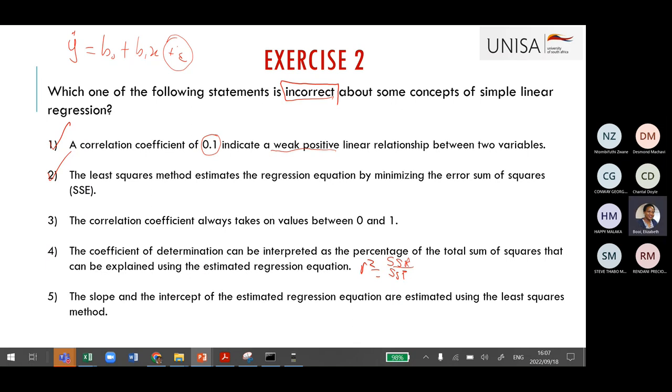And then number three, it says the coefficient of correlation, and we just spoke about it. So we know that the coefficient of correlation is between 1 and minus 1. Only the coefficient of determination is between 0 and 1, which makes this an incorrect statement. And the slope and the intercept, we can use the least square measures estimate. You remember the sum square measures, the summation, they are also called the least square, the estimated values. Okay, so the only question that is incorrect is option 3.